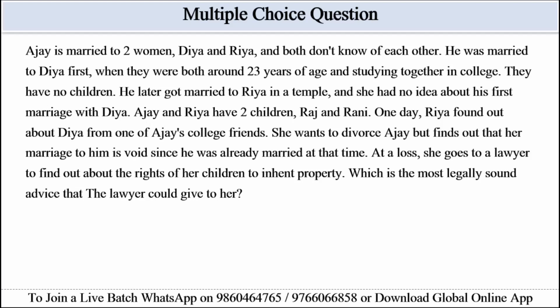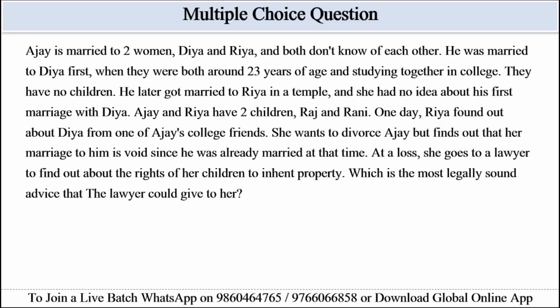Ajay and Riya have two children, Raj and Rani. One day, Riya found out about Diya from one of Ajay's college friends. She wants to divorce Ajay but finds out that her marriage to him is void since he was already married at that time.